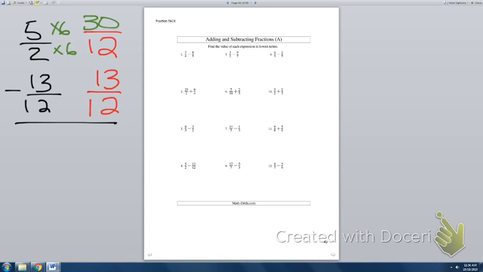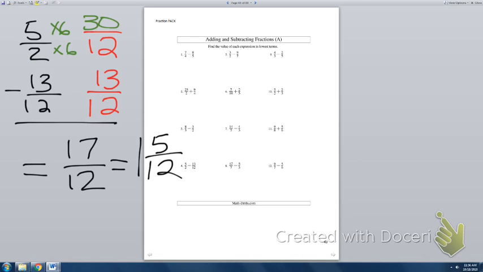So I have 12 as a common denominator. And 13 from 30 is 17. And you'll notice that that is an improper fraction. So you need to take that out of improper. You can either ask yourself, 12 goes into 17 how many times without going over? Well, 12 times 1 is 12, and 12 times 2 is 24, so it's only 1. And if I take 12 out of 17, that means I have 5 left. 5 over 12. And that's in lowest terms because 5 is odd and 12 is even, and 5 doesn't divide into 12 evenly.